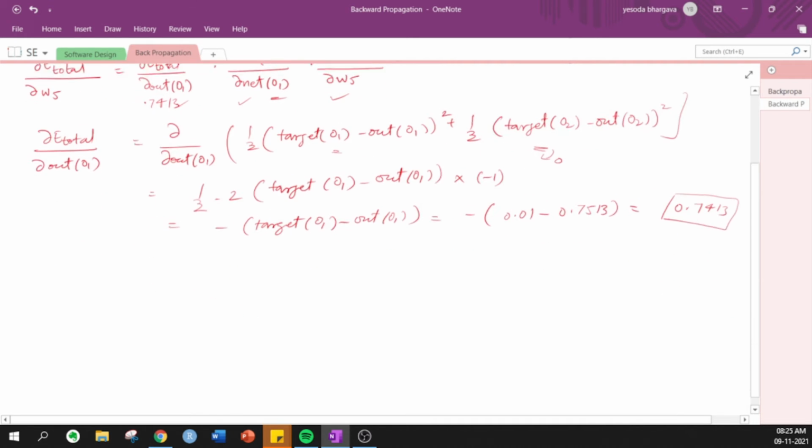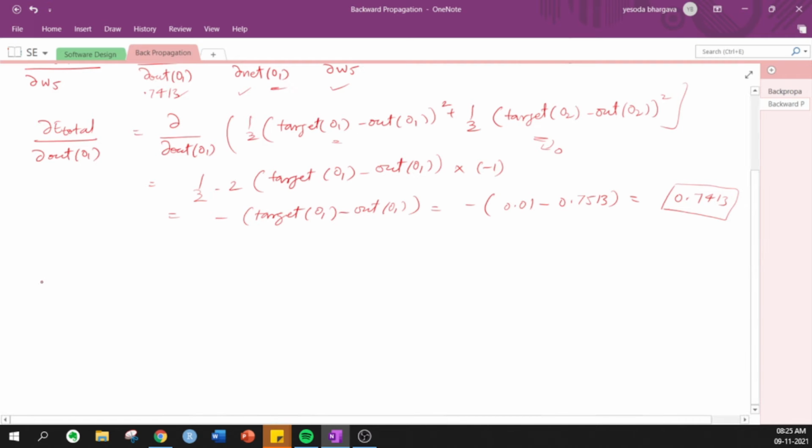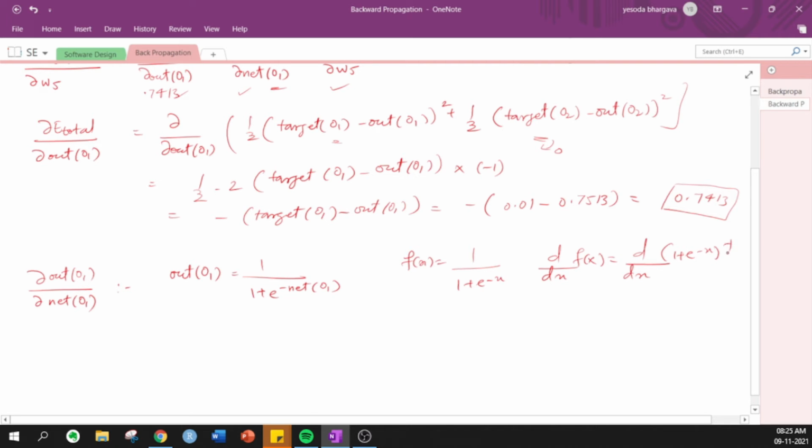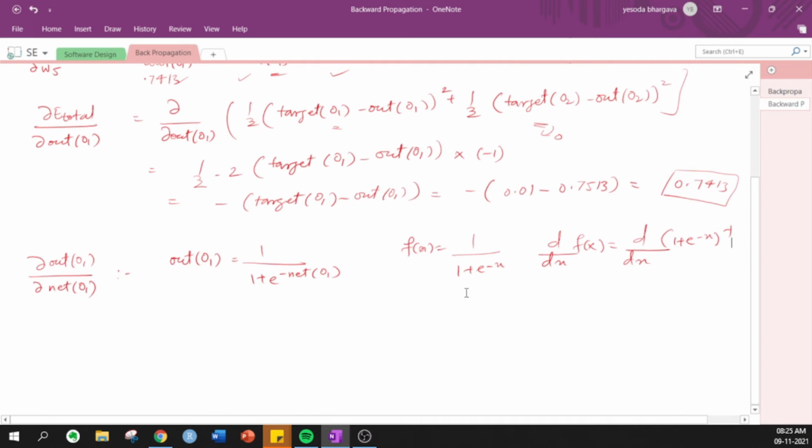Now we compute the second derivative. This is the partial derivative of output O1 with respect to net output O1. If we remember, output of O1 is nothing but 1 upon 1 plus e raised to minus net O1. Let me first simplify it. If f(x) is the sigmoid, 1 upon 1 plus e raised to minus x, and we differentiate f(x), let us digress a little bit and try to understand it.